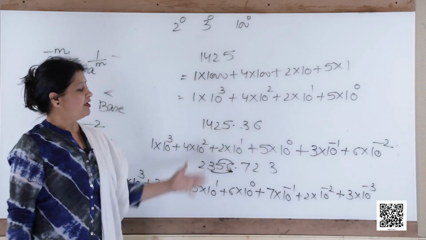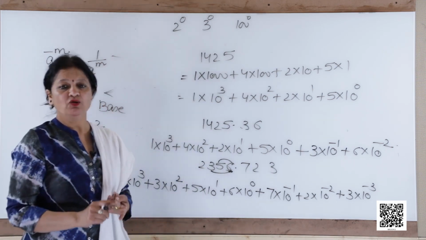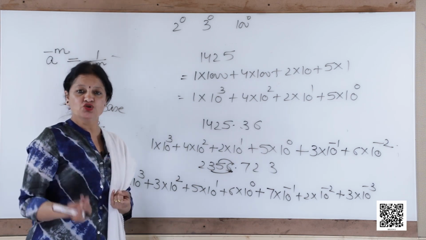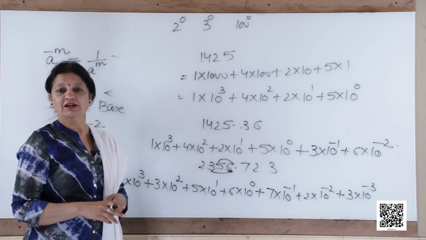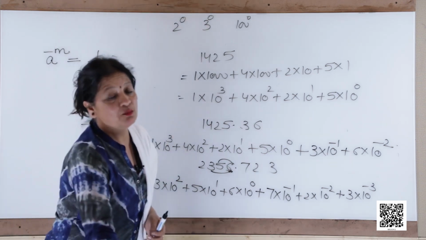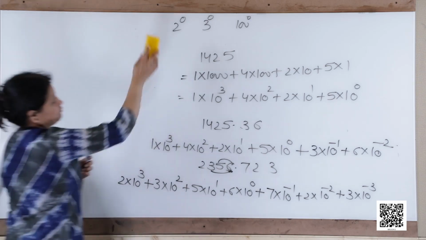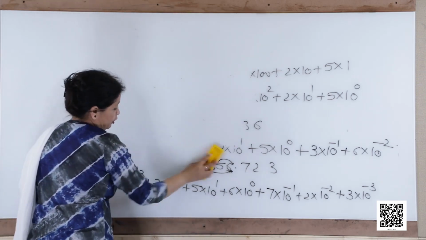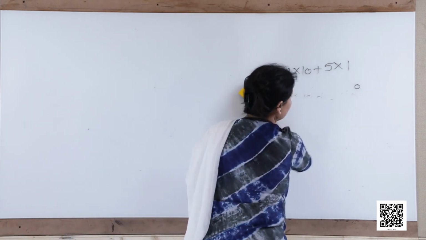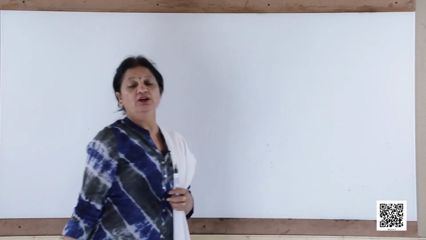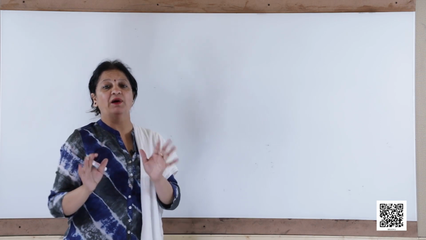I think till here it is clear to you people what we have done: how to write down a negative exponent as a positive number, and how to write down the number with decimal in expanded form. Let's move further. We'll start with laws of exponents. All of you have done laws of exponents in 7th class also. But in 7th class, you have done all the laws of exponents only with positive powers.